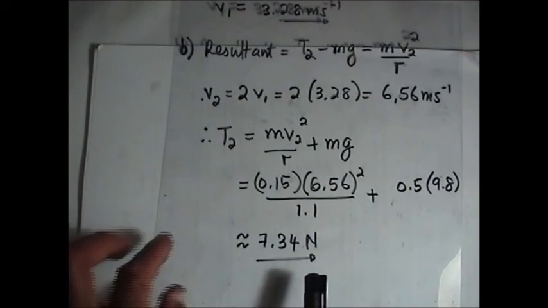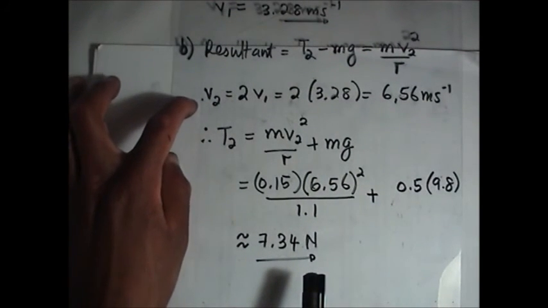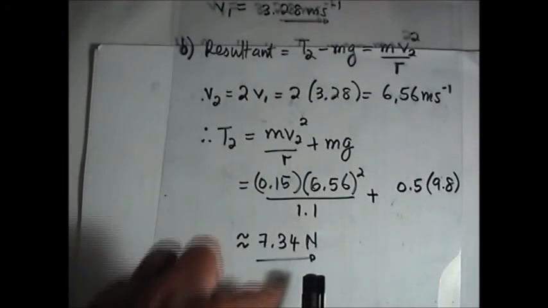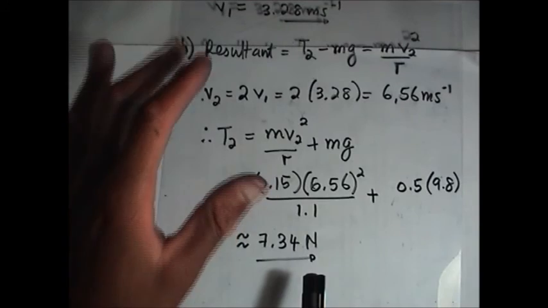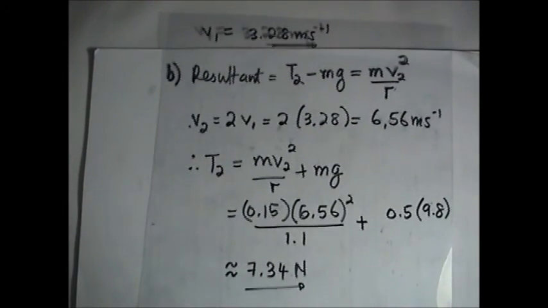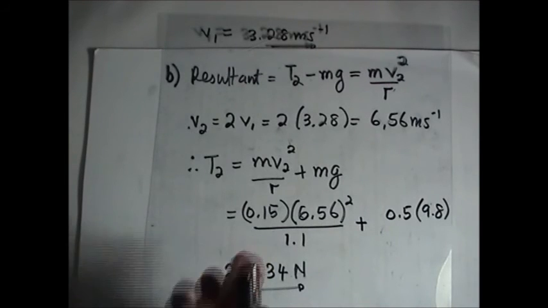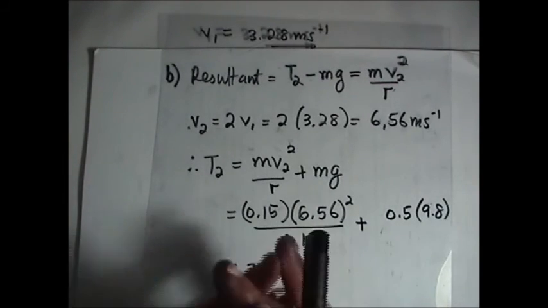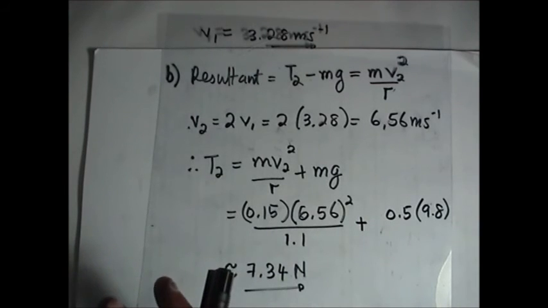So that is the tension at the bottom when it's moving at twice the velocity of the top part. If it was 3 times the velocity, you just put 3 and calculate the new tension. If it was 4 times, or a million times, you'd get the new tension. So that's basically what a vertical circle is, and it is a very good example of showing you how situations differ when the object is moving in a horizontal circle or a vertical circle.